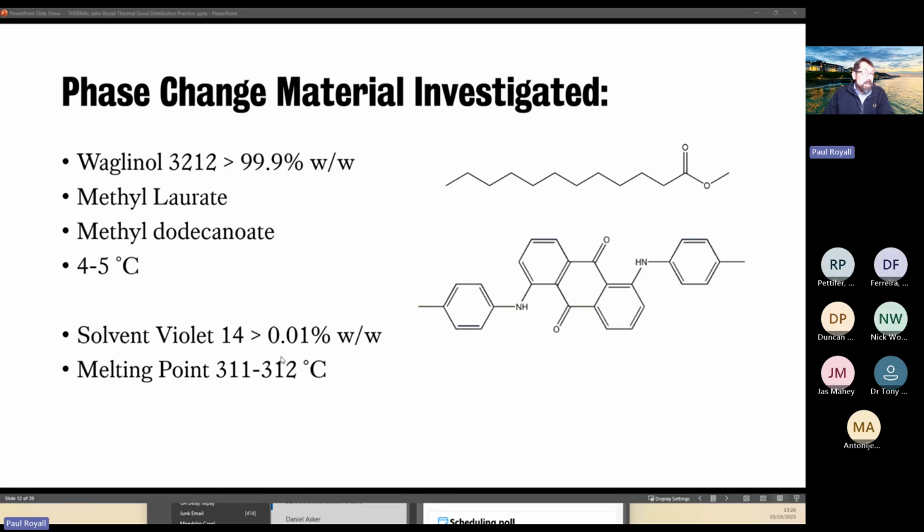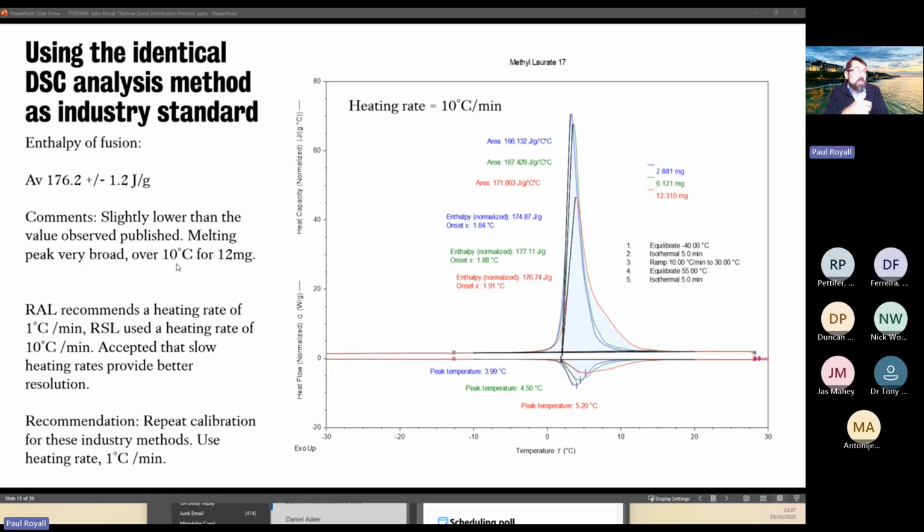And that's got quite a high melting point. But of course, if we had a small amount of something added to methyl laurate, we're going to lower the melting point of that. And I've probably given the wrong impression here. We're looking at pure methyl laurate. That's the stuff that's going to go into our ice pack.